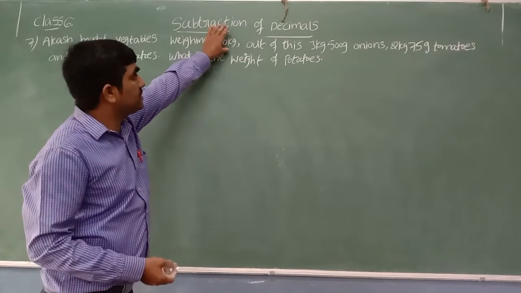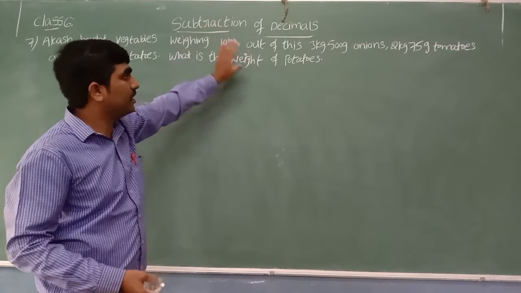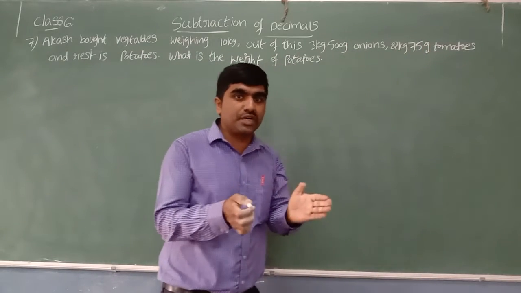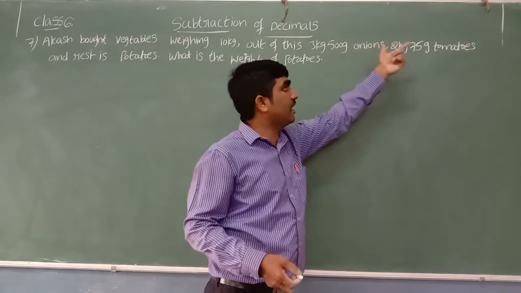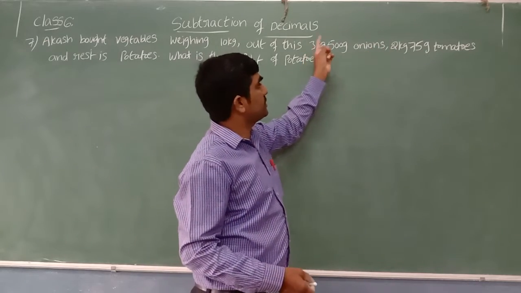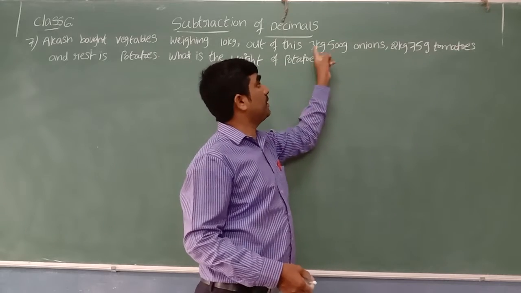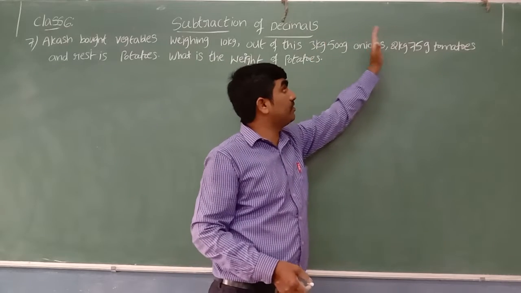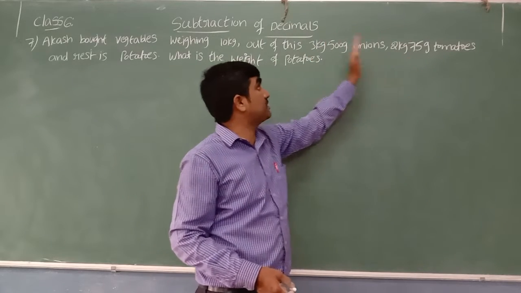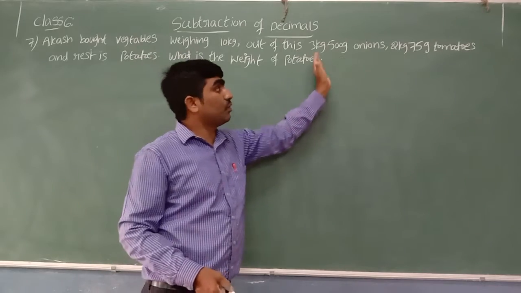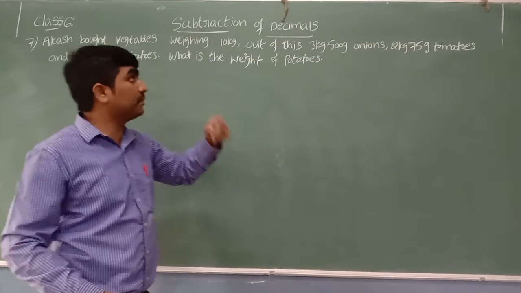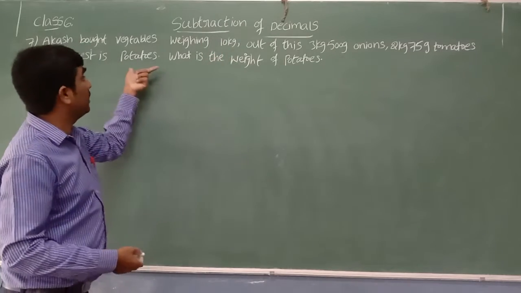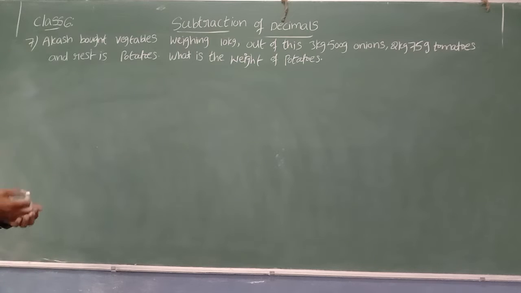Sir, total weight is 10 kg. Out of 10 kg, this is the weight of onions and this is the weight of tomatoes. Sir, first we need to find the total weight of onions and tomatoes. Suppose here 3 kg something, 2 kg something, 3 plus 2, 5 kg. We'll get 5 kg something. So after getting the sum of these two, the total weight of onions plus tomatoes will give us about 5 kg something. That total weight of those two we need to subtract from the total weight 10 kg, so that the remaining part will give the weight of potatoes. That is the concept here.